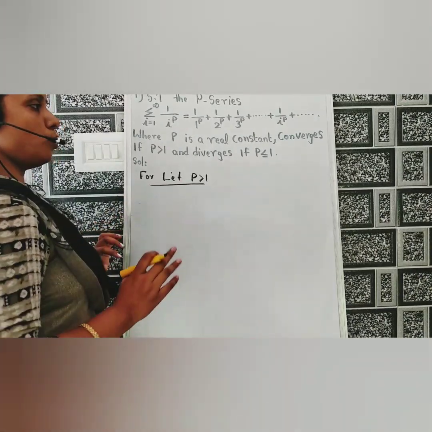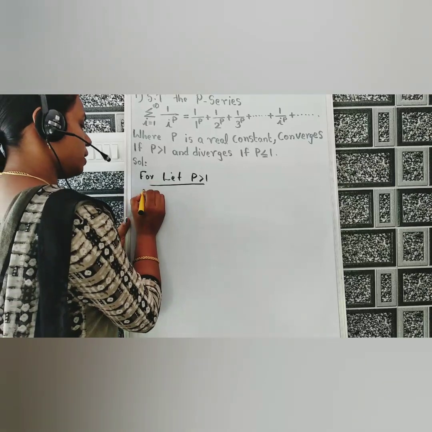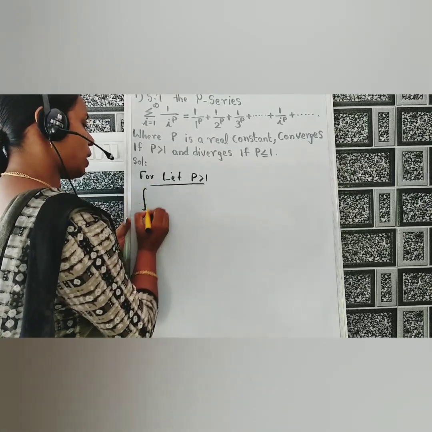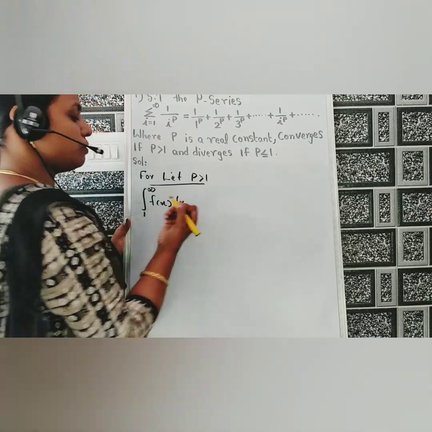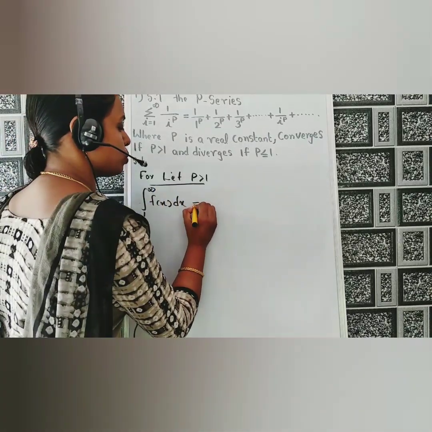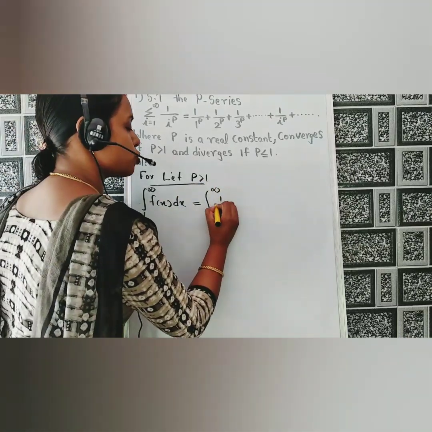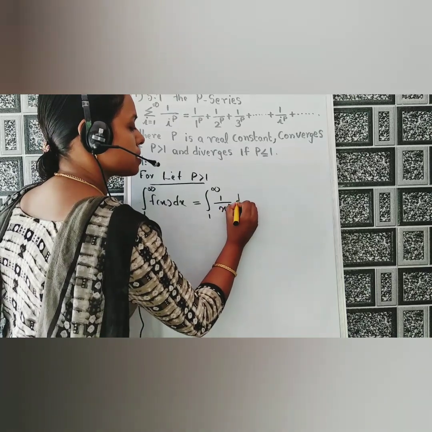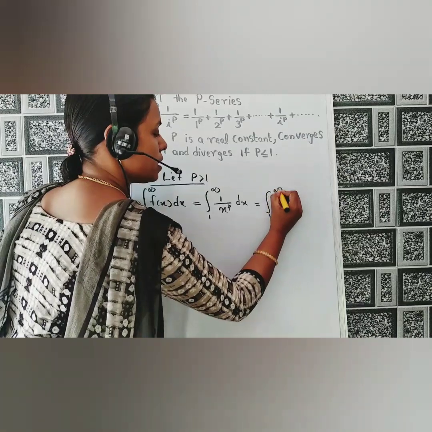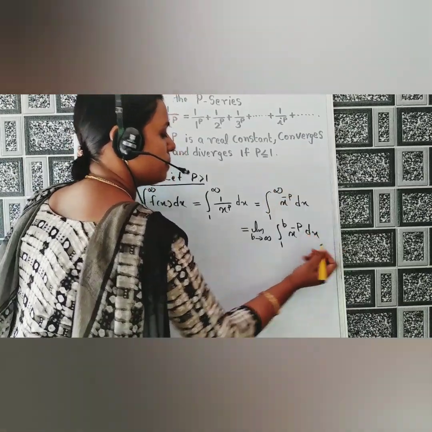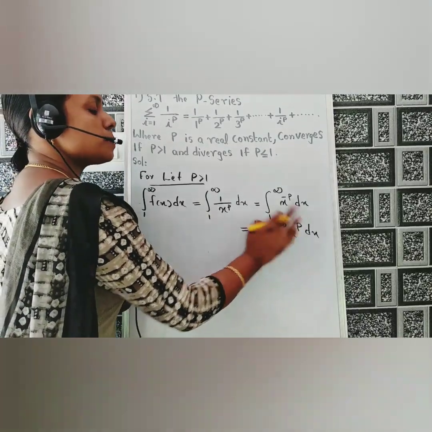Let P greater than 1. Using the integral test, integral 1 to infinity f of x dx is equal to integral 1 to infinity, here f of x is 1 by x raised to P, dx. That is equal to limit b tends to infinity, integral 1 to b x raised to minus P dx.